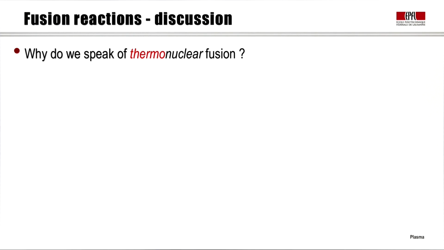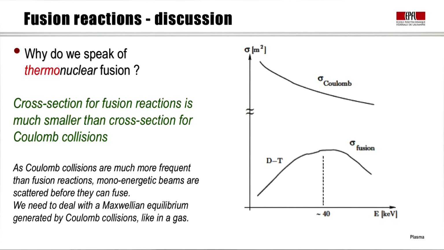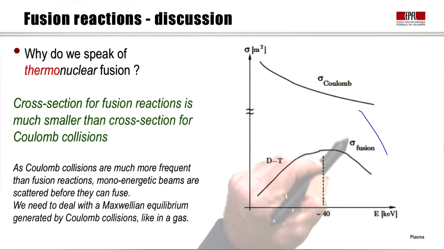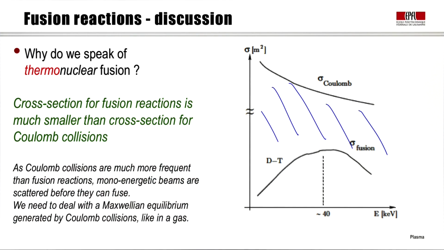The second question I'd like to quickly address is, why do we speak of thermonuclear fusion? Why the term thermo? Well, the answer is in the plot I show here, which compares the cross-section for the Coulomb interactions, which means the interactions that are dictated by the electric force, and the cross-section for the fusion reactions in the case of DT here, as a function of energy. And we notice that for all the energies, there's a huge difference between the two. The Coulomb interactions have a much higher cross-section than the fusion collisions. So that means the Coulomb collisions are much more frequent than fusion reactions.